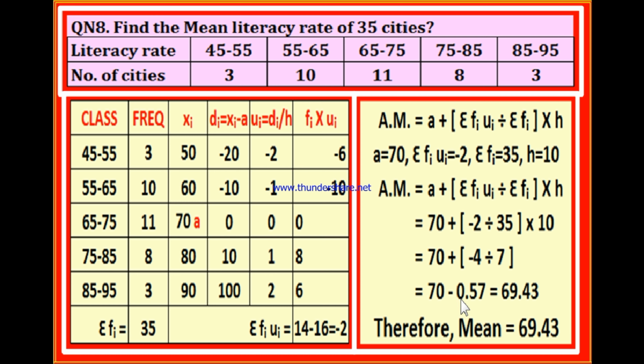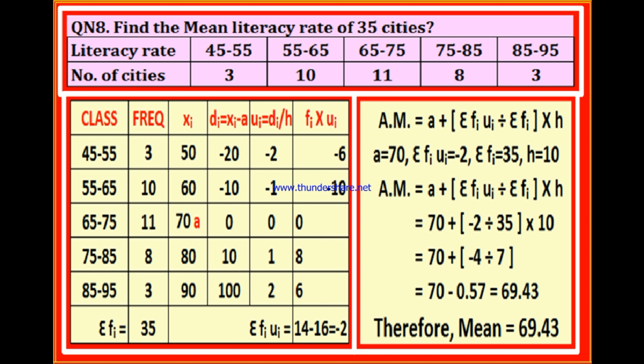4 divided by 7 is 0.57. What is 70 minus 0.57? 69.43. Therefore, the arithmetic mean of the given data is equal to 69.43. By this, we concluded exercise 14.1.